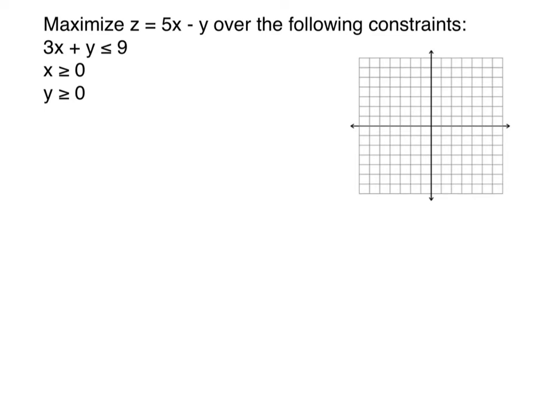So this problem wants us to maximize z equals 5x minus y over the following constraints. 3x plus y is less than or equal to 9. x is greater than or equal to 0. y is greater than or equal to 0.